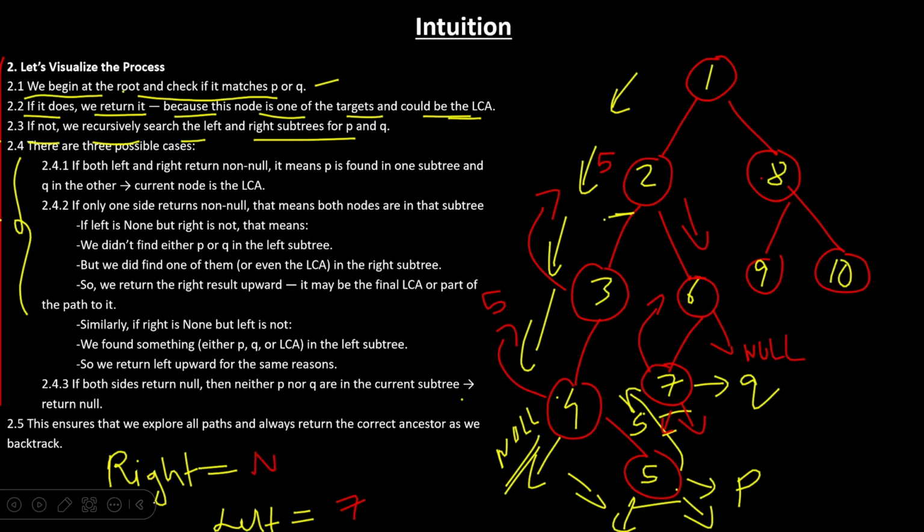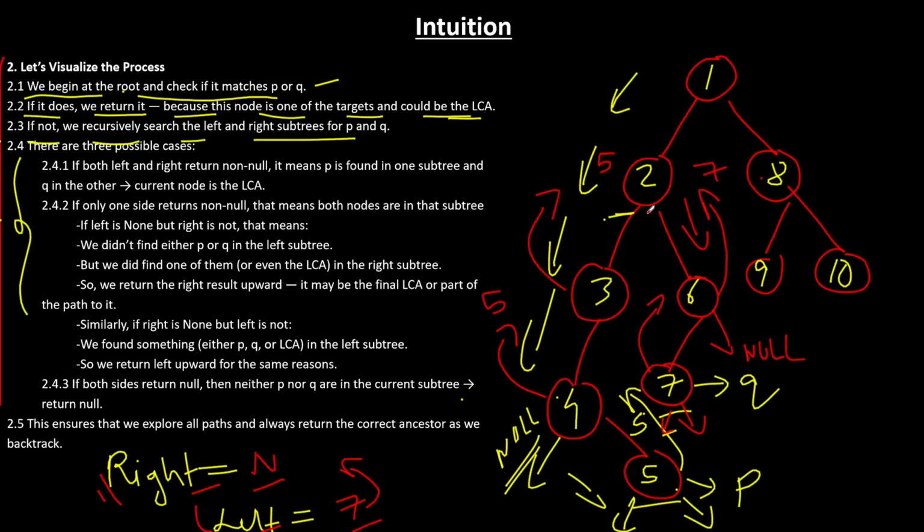This left and right variables get updated for every node. If you have the understanding of recursion, it is not much to be explained here right now. So now 6 has left as 7 and right as null. So it returns left back to the parent call. 6 returns 7. Great.